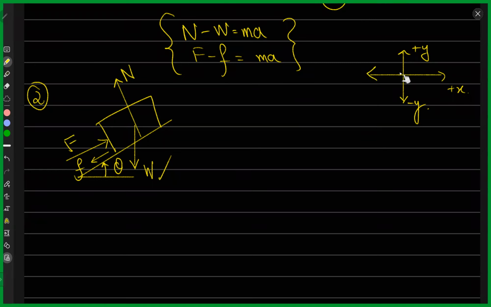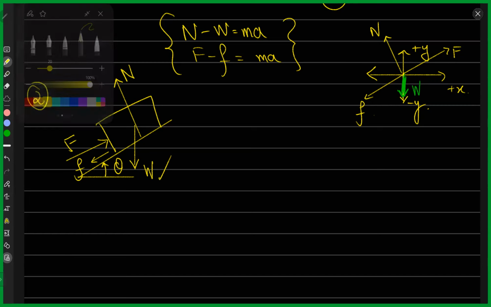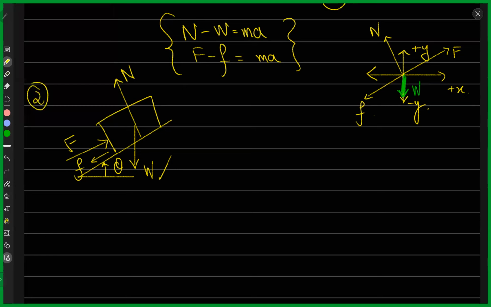N is pointing something like this, right? That's N. F is pointing something like this. That's F. Small f is pointing something like this, and so on, right? The only thing that agrees, that lies on this line, I'll draw it with this color, is W. That's agreeing, but that's only one. So we would have to resolve 3, N, small f, and capital F, into components.